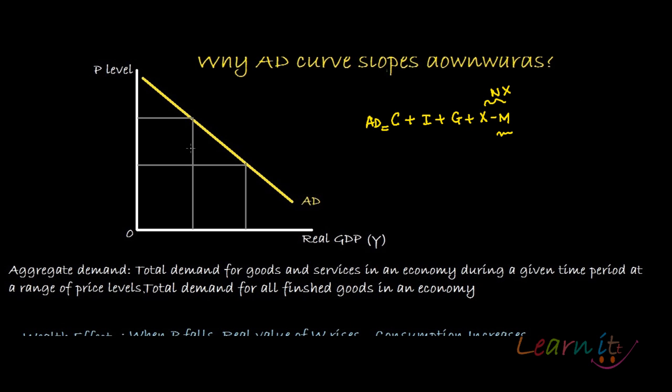As you can see, the AD curve is downward sloping. At higher price level, less amount of national output is demanded. At lower price level, higher amount of national output is demanded. The question is, why is the AD curve downward sloping?